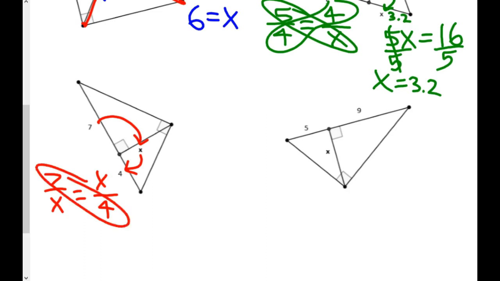7 times 4? 28. Equal sign. X times x? X squared. Is 28 my answer? No. Because we got to get rid of the square by doing the, watch it, square root. Alright, so the square root of 28.